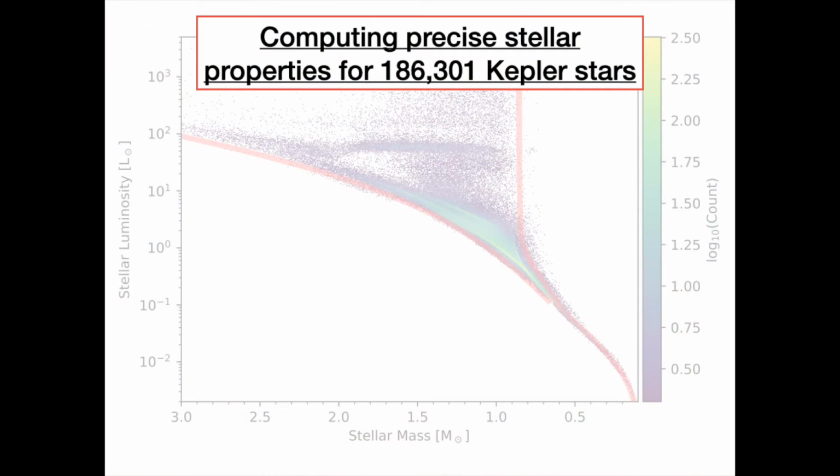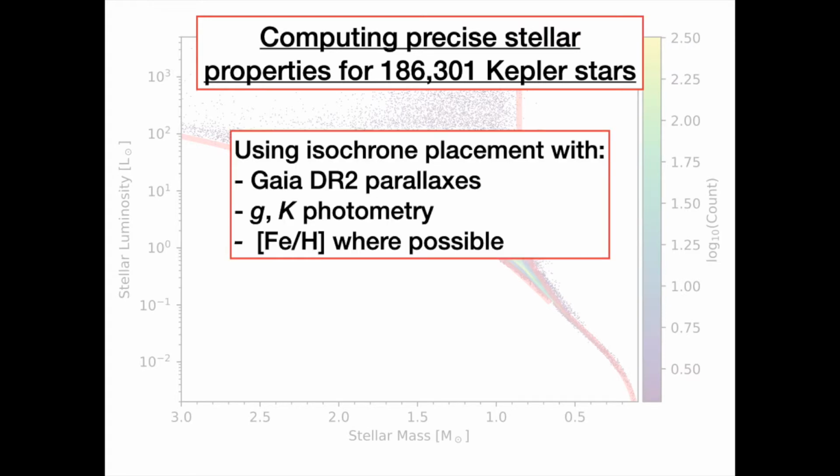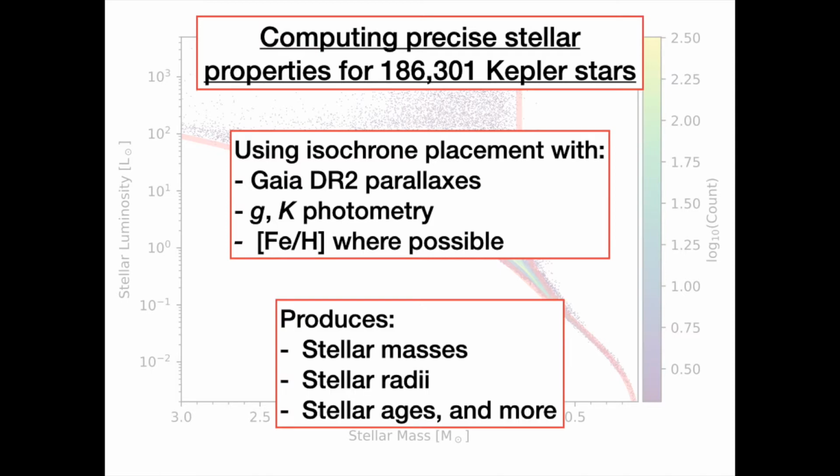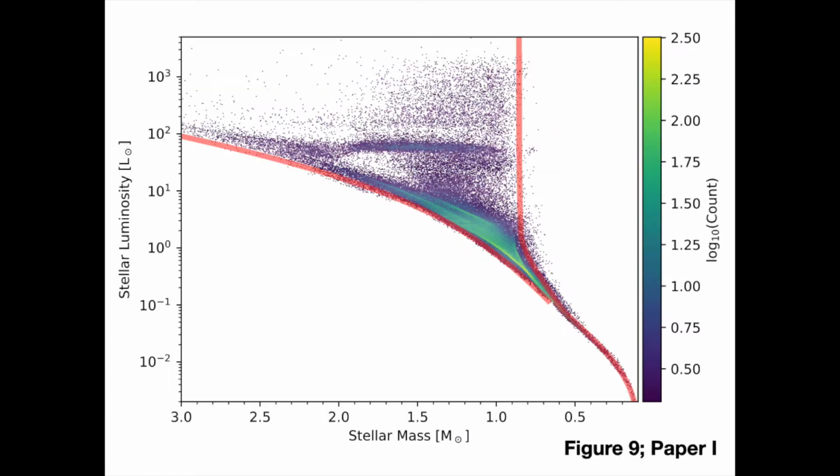Paper 1 focuses on the computation of precise stellar properties for the entire Kepler target sample comprising 186,301 stars, which come from the homogeneous isochrone placement of Gaia DR2 parallaxes, G and K band photometry with extinction corrections, and spectroscopic metallicities where available. Isochrone placement is powerful because it allows us to determine important physical parameters from stellar masses to radii to ages, the latter of which was not included in previous Kepler stellar properties catalogs.